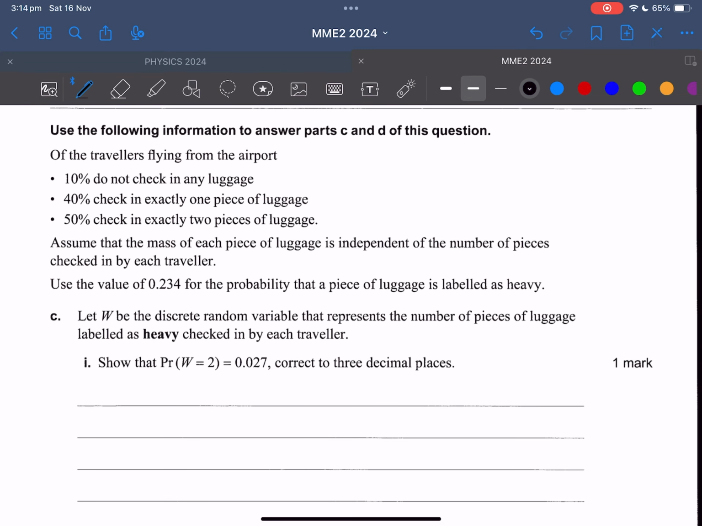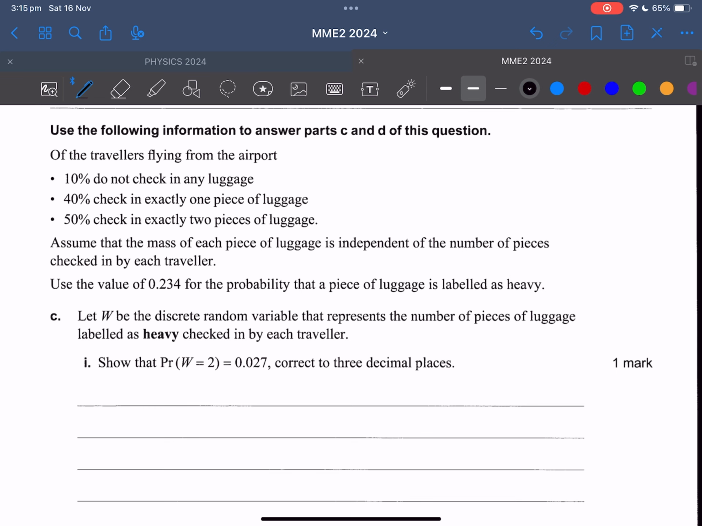Of the travelers flying from the airport, 10% do not check in any luggage, 40% check in exactly one piece of luggage, and 50% check in exactly 2 pieces of luggage. Okay, assume that the mass of each piece of luggage is independent of the number of pieces checked in by the traveler. Use the value of 0.234 for the probability that a piece of luggage is labeled as heavy. Let W be the discrete random variable that represents the number of pieces of luggage labeled as heavy checked in by each traveler. Show that the probability that W equals 2 is equal to 0.027.